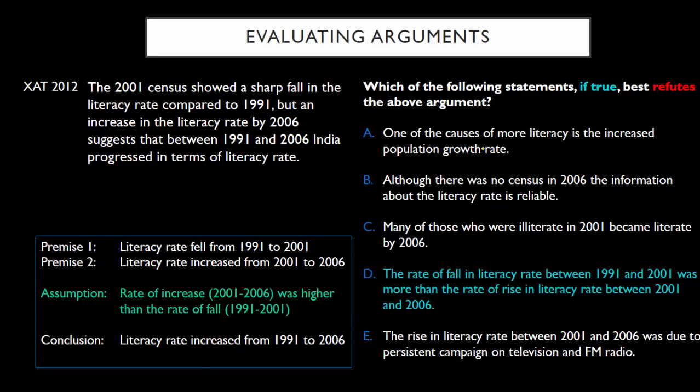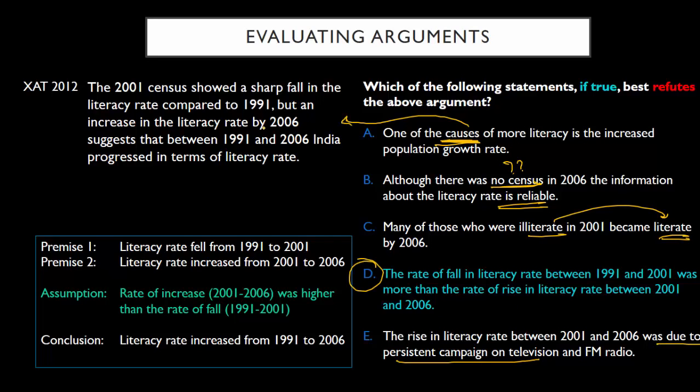And if you look at the other options, they'll all be irrelevant. One of the causes is not discussed in this particular argument. Although there was no census reliability, many of those who are illiterate became literate, so what? How does it refute? The rise in literacy being due to a cause is not relevant to this particular argument. So what is absolutely relevant to the argument is option D.